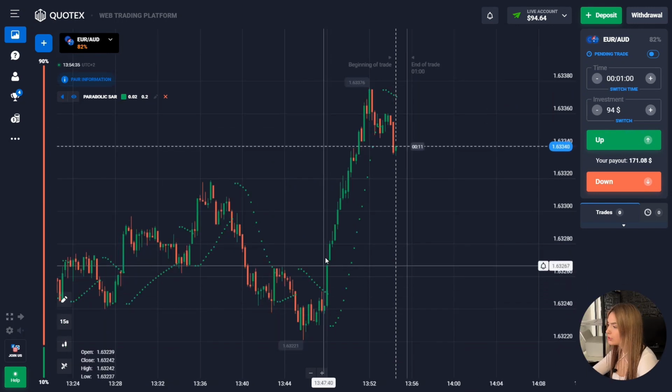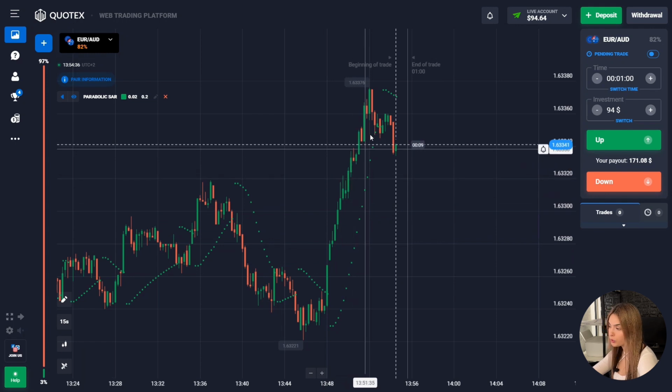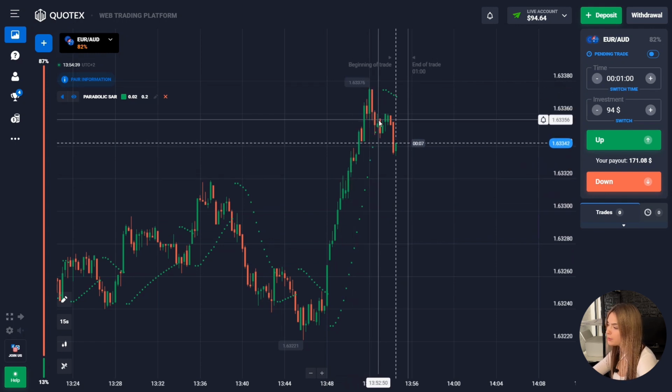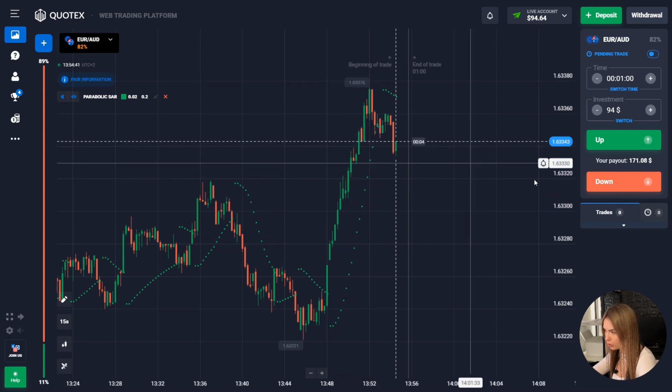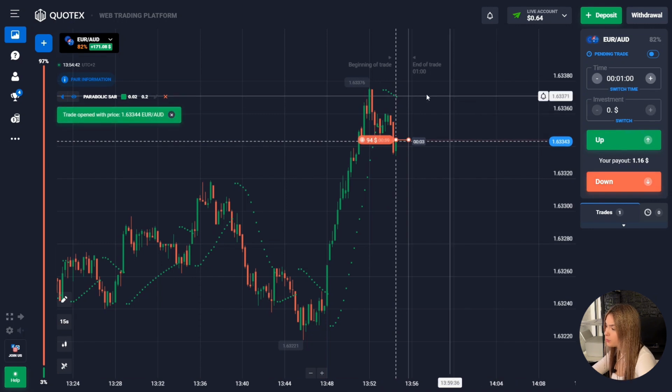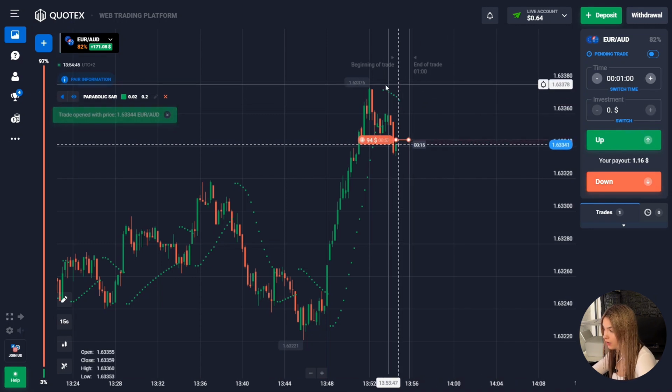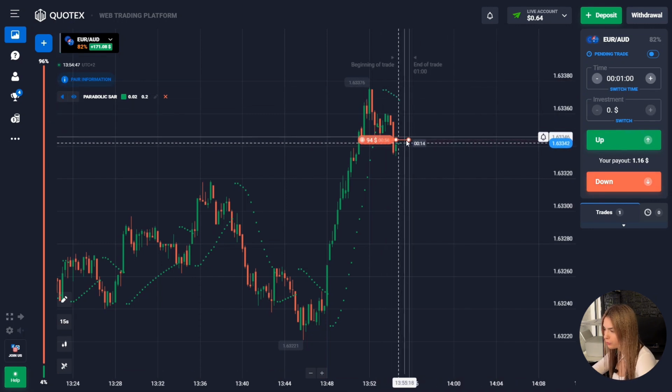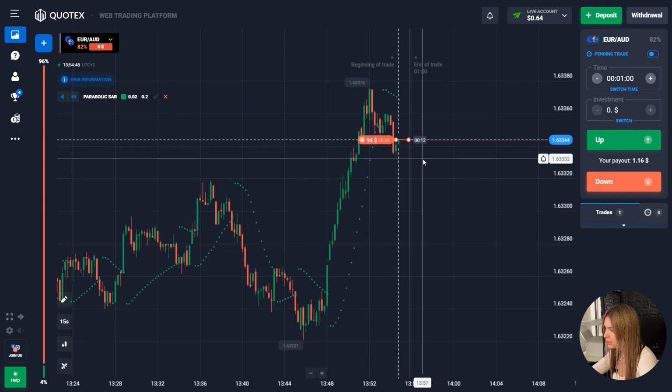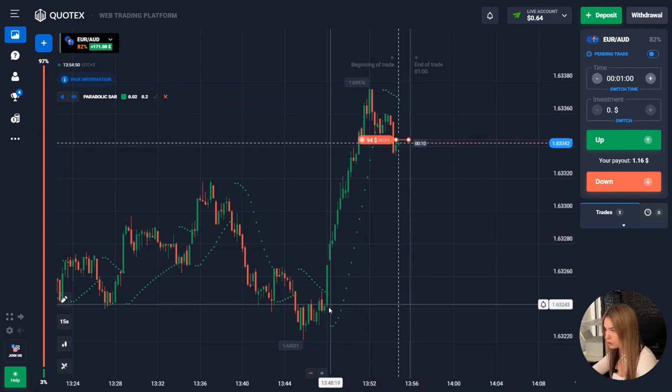As you can see, after a strong impulsive growth, the price went into correction. Here we'll immediately open a deal for a minute to go down, because as you can see, the points of the parabolic are spaced above the graph and move further from it. That is, the indicator makes it clear that the price has a potential to go down.